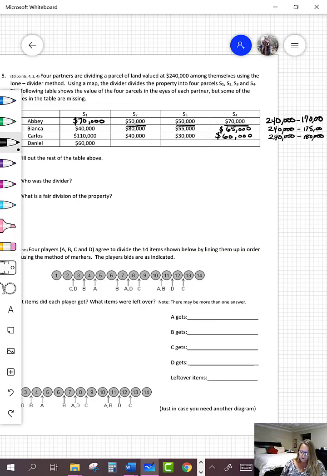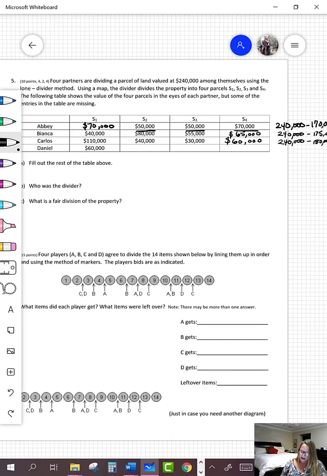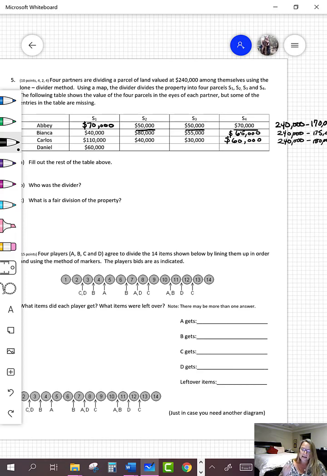Well, if you're the divider, then you are going to divide every single piece in an equal amount, depending on how many people you're dividing it among. There's 4 people, and the total amount was $240,000. And so the divider is going to take that $240,000, divide it by 4, and we're going to get that each parcel should be worth $60,000. Well, notice that none of these people had divided everything in terms of $60,000.